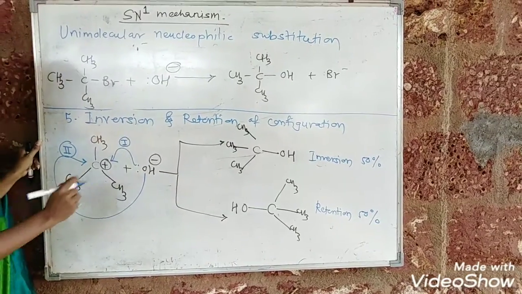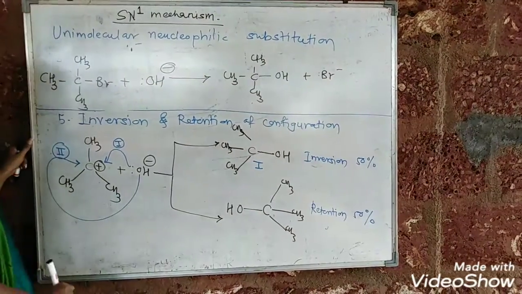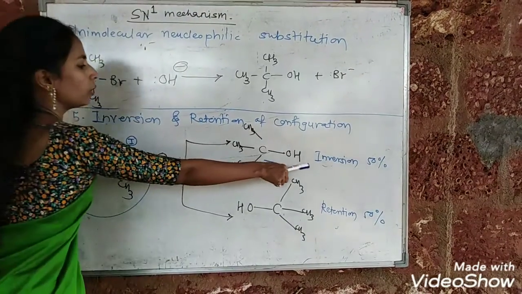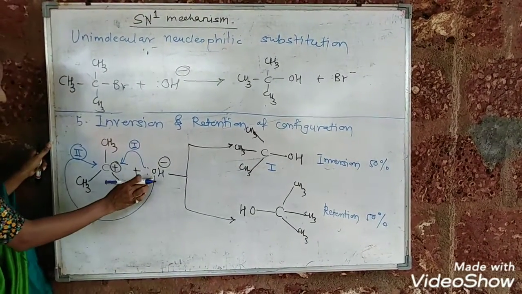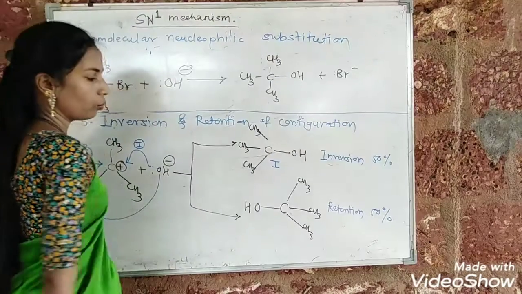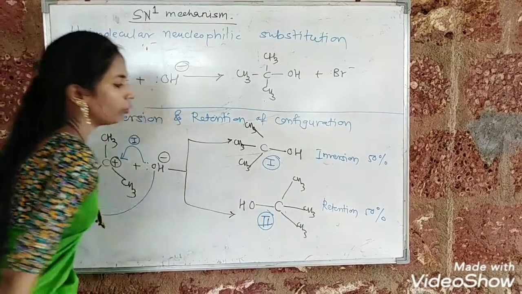So I have written the first, and this is the first product. When OH attacks from the front side, the configuration gets completely inverted. It is called inverted configuration. And when OH attacks from the back side, the configuration is retained, and therefore retention of configuration. So both the products are formed in 50-50 proportion.